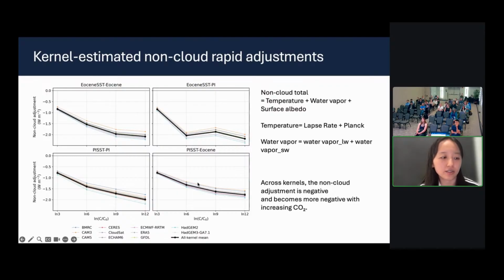Across the different kernels, the result is very consistent. The non-cloud adjustment is always negative, and as CO2 goes up, it gets more negative. The spread between kernels gives us a sense of the kernel uncertainty, but the overall pattern is robust. This behavior goes in the opposite direction from the ERF, so it cannot be what drives the larger positive ERF. If anything, it acts to reduce or offset the ERF.